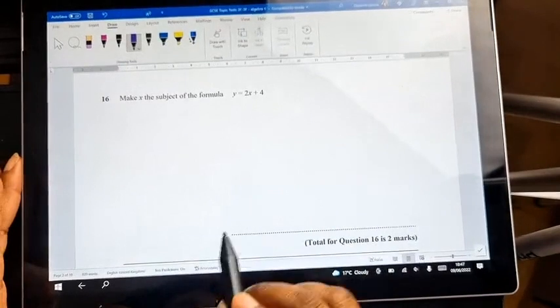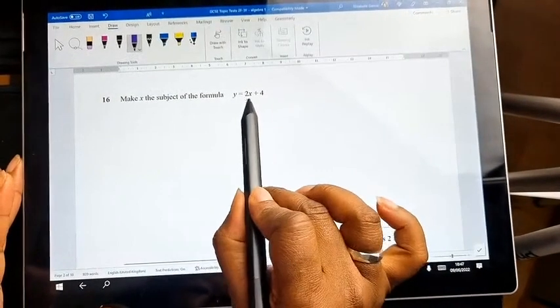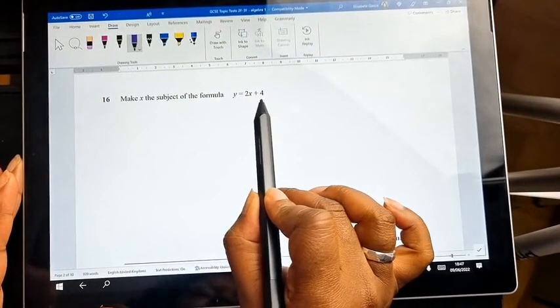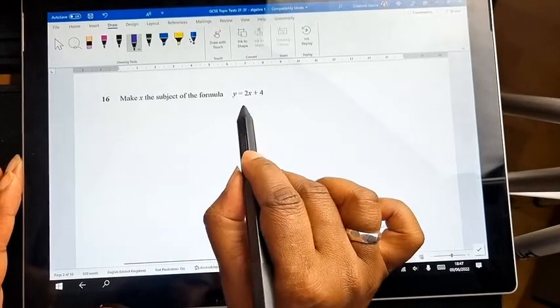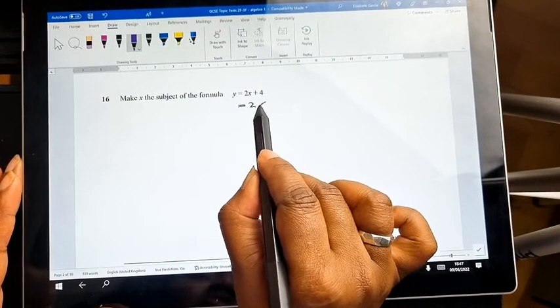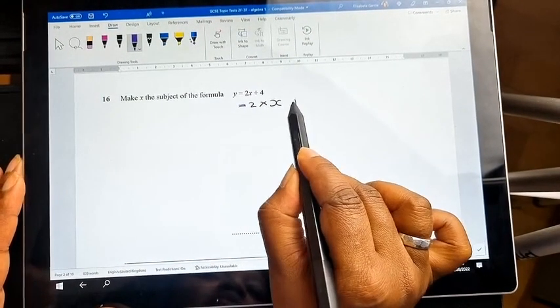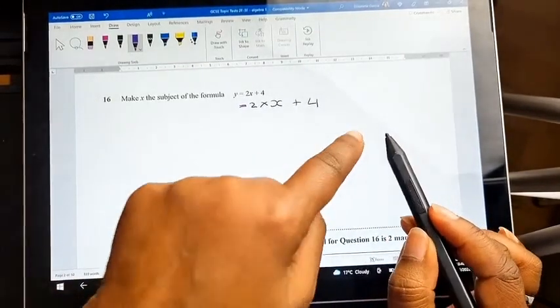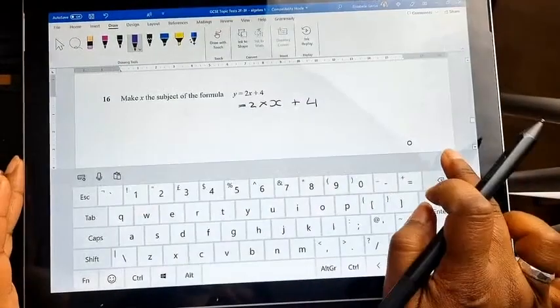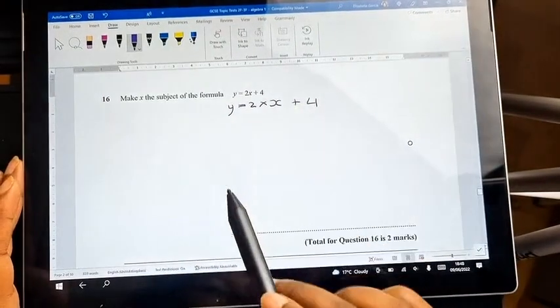So remember what we've been doing the past 2 weeks. And I always say we do the opposite operation every time. So what this is telling me is that it is 2 times X plus 4. So I need to do the opposite, like a number machine. And that will be equal to Y.